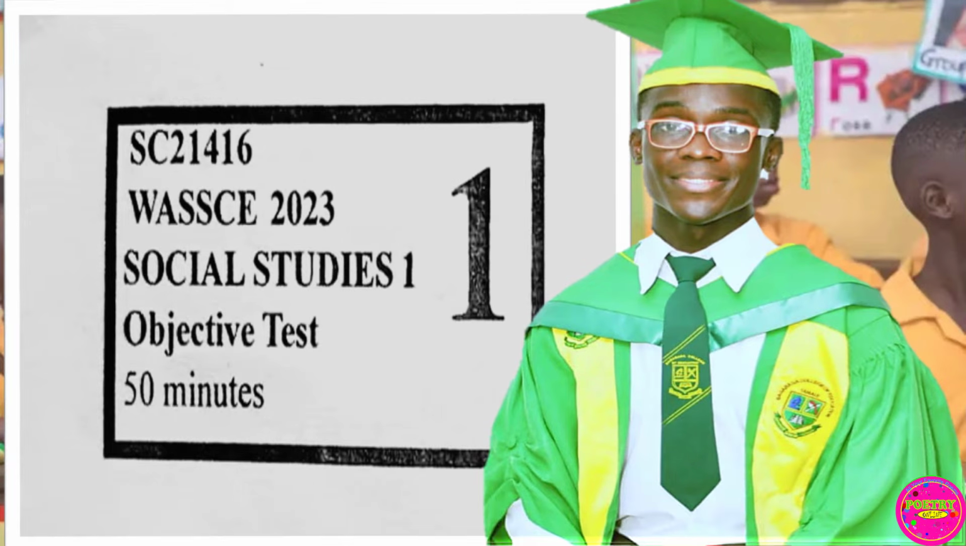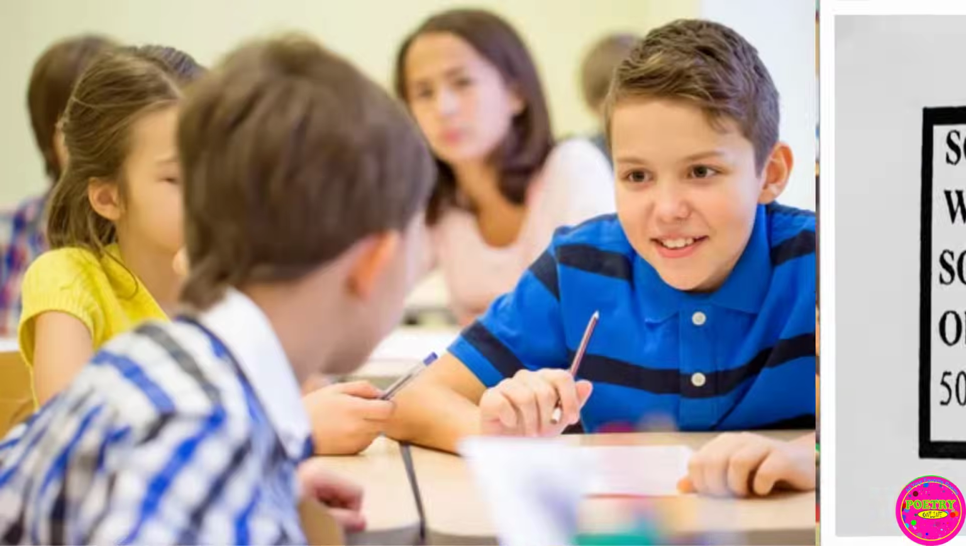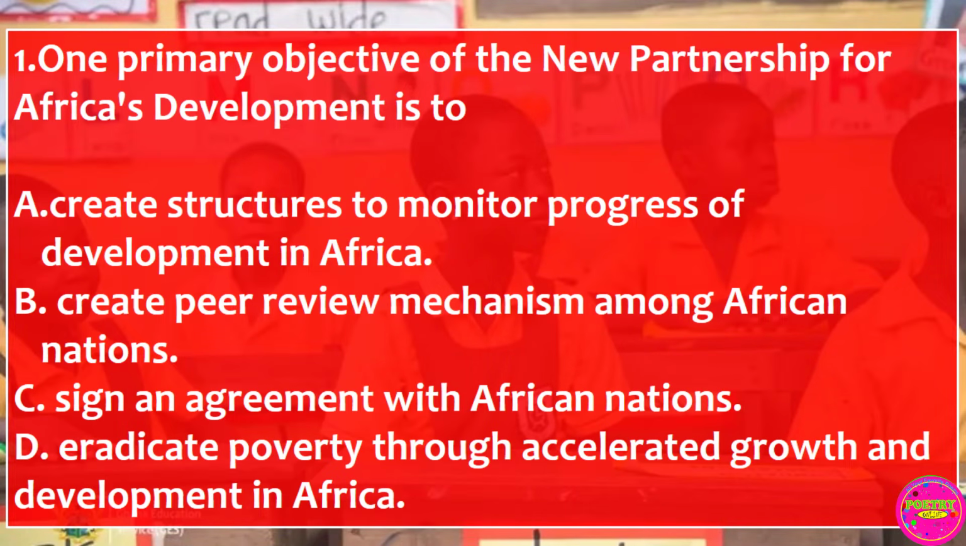Paper 1. Answer all questions. Question 1. One primary objective of the new Partnership for Africa's Development is to A. Create structures to monitor progress of development in Africa. B. Create peer review mechanism among African nations. C. Sign an agreement with African nations. D. Eradicate poverty through accelerated growth and development in Africa. The correct answer to this question is D. Eradicate poverty through accelerated growth and development in Africa.